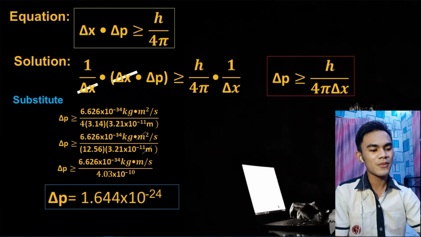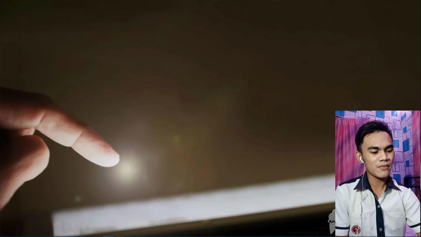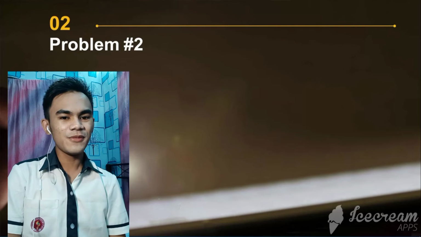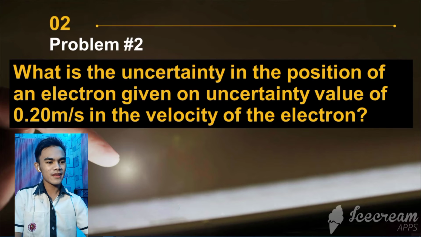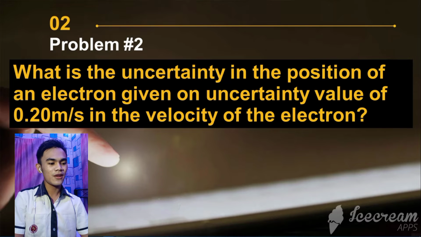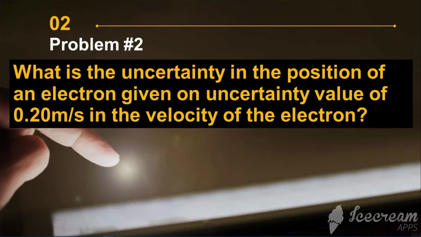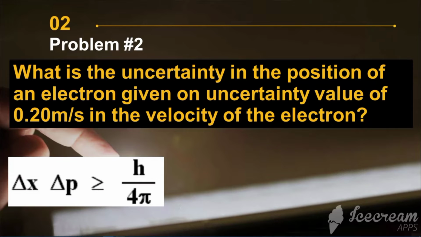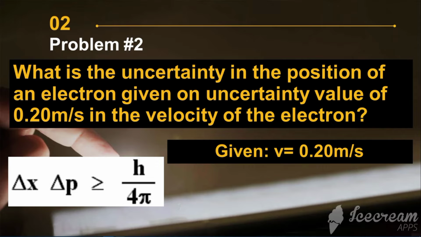So let's move on to our second problem, which is problem number 2. It states: what is the uncertainty in the position of an electron given an uncertainty value of 0.20 meter per second in the velocity of the electron? So again, we are going to use our uncertainty principle equation and identify the given.